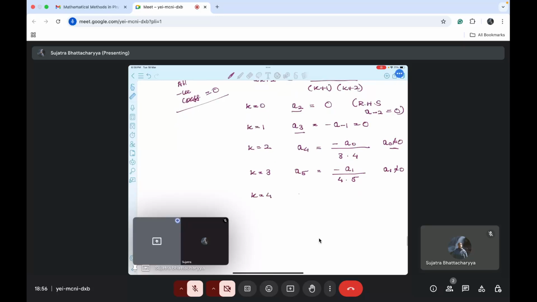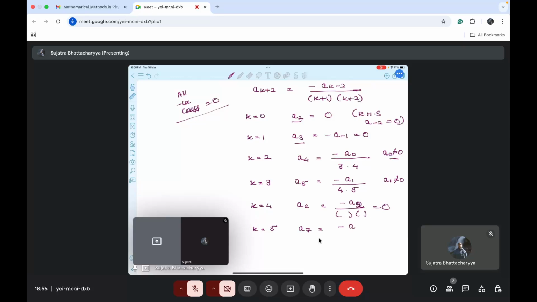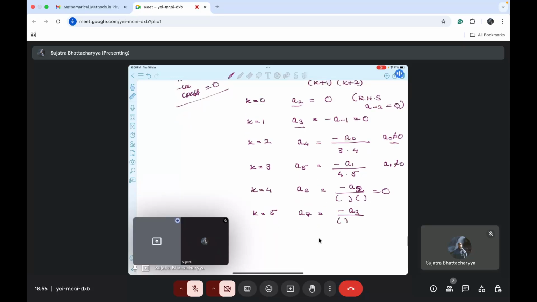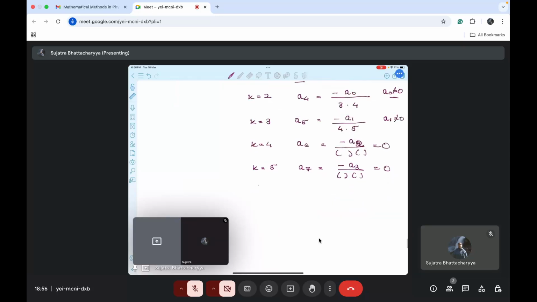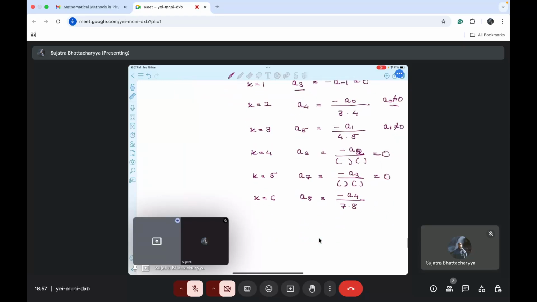k is equal to 4. a6 here is minus a4. I'm sorry, just a minute. 4 minus 2 is 2. This is 0. a2 we have already found out to be 0. k is equal to 5, a7. So it will be minus a5 minus 2, which is a3. Whatever is in the denominator, you don't need to calculate. a3 is already 0, so put that equal to 0. k is equal to 6. Let's do it further. a8, which is nothing but minus a4 divided by 6 plus 1, 7, 6 plus 2, 8. So 7 times 8. Remember, this is a dot. And what is a4? It is minus a0. So it will be a0 divided by 8 times 7 times 4 times 3.